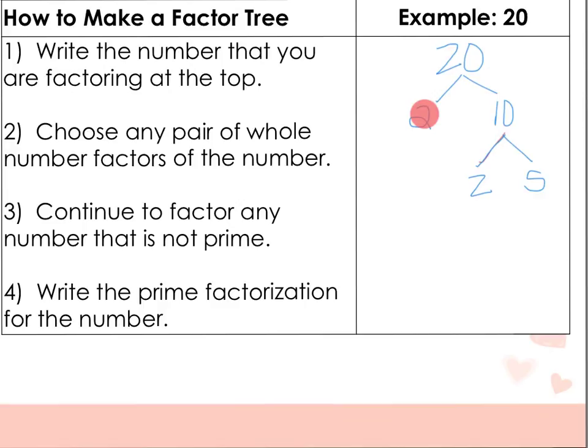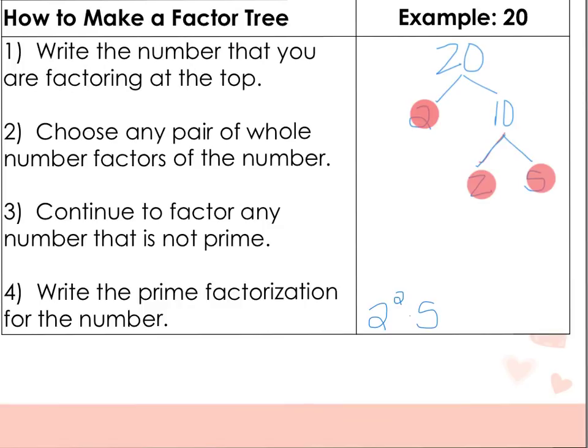And then if I take a look at those numbers, 2 is prime, 5 is prime. So all the ends of my tree are all now prime numbers. So when we write our answer, typically we should start with the smallest factor. So I'm going to start with 2. And 2 is written 2 times, so I'm going to have 2 squared times the 5. And this is the prime factorization of 20.